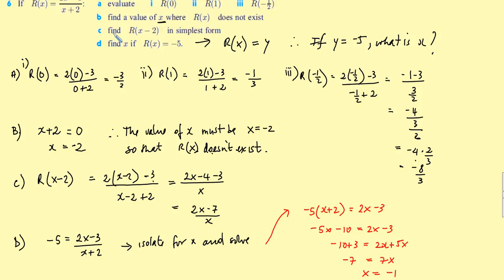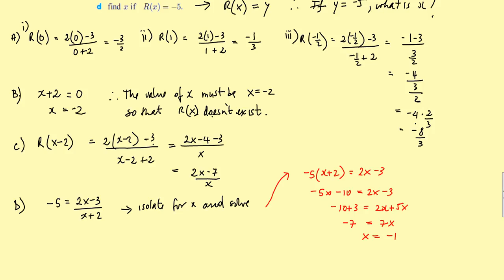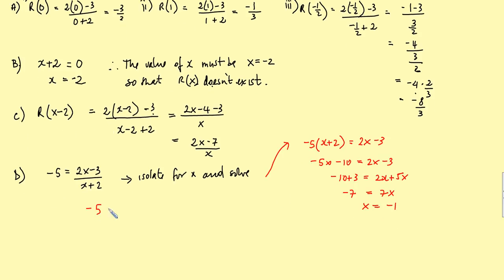Now I could actually check that by replacing x equals negative 1 back into the original equation, and that should give me my left-hand side equaling my right-hand side. So if I check that, I could say negative 5 equals 2 times negative 1 minus 3, divided by negative 1 plus 2, so that I have negative 5 is equal to negative 5 over 1, and there it is, negative 5 equals negative 5, so my left-hand side does equal my right-hand side.